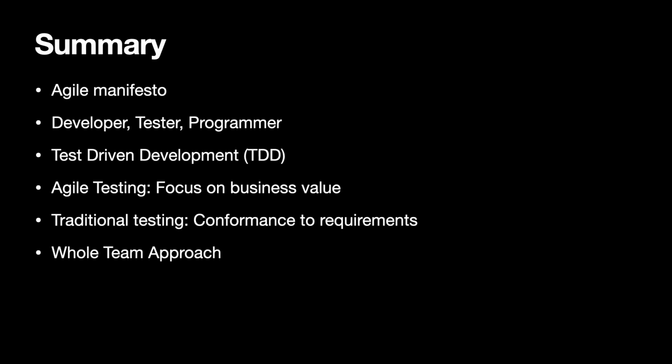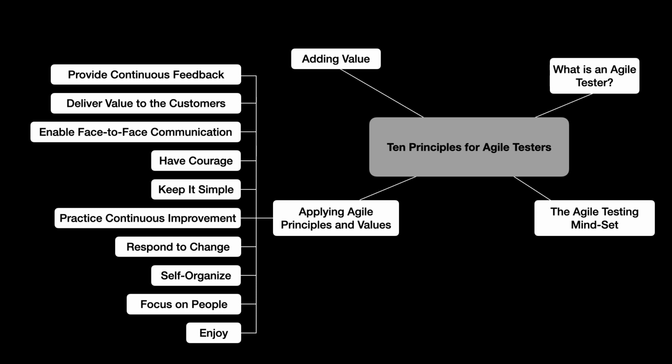In summary, we discussed how we can let the Agile Manifesto be a guiding force towards testing. We clarified terminology around developer, tester, and programmer. We discussed test-driven development as it relates to Agile and focus on business value. We also looked at shortcomings of the traditional model, and finally, we emphasized the value of the whole team approach in this presentation. In the next presentation, we will discuss the 10 principles for Agile testers in some detail, what it means to be an Agile tester, the Agile testing mindset, and how these principles could add value to the team.